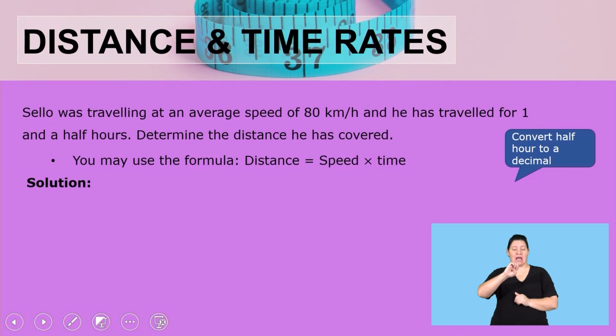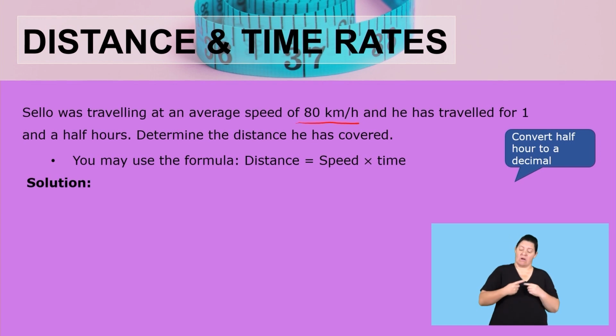Let us move to the next question. Silo was traveling at an average speed of 80 kilometers per hour, and he has traveled for 1.5 hours. Determine the distance he has covered. Now you can see that the speed is given. The question now is to calculate the distance. You are being given the formula distance equals speed multiplied by time. I would like to say, always before you do your calculation, try to analyze and simplify the context which has been given to you.